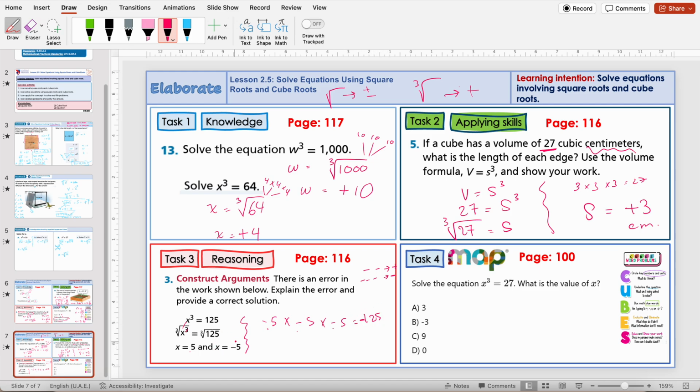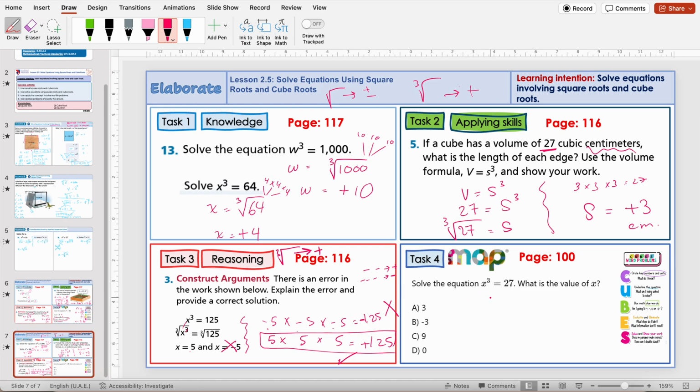It cannot be negative 5. It should be only positive 5. Because 5 times 5 times 5 is 125. And since they are all positive, the answer is going to be positive. So this is the correct answer. It's only positive 5. Negative 5 is not correct. So that's the mistake. It's not positive and negative. With cube root, it's only positive.